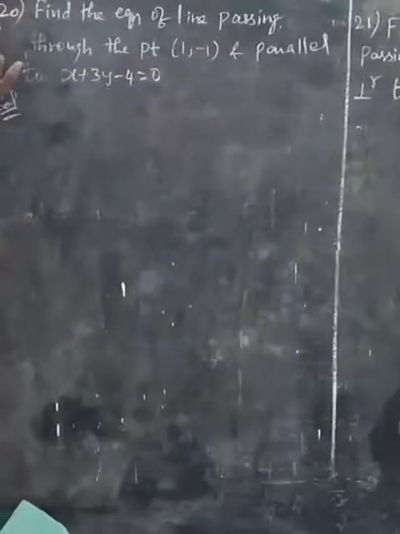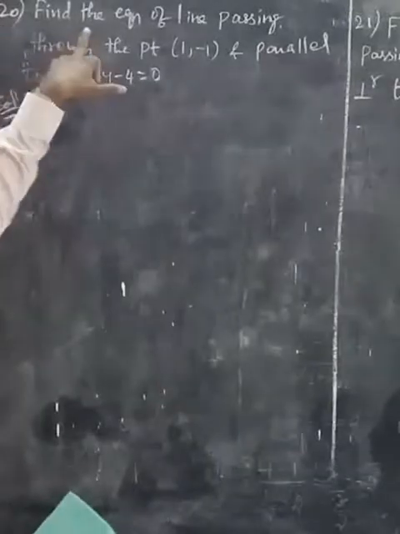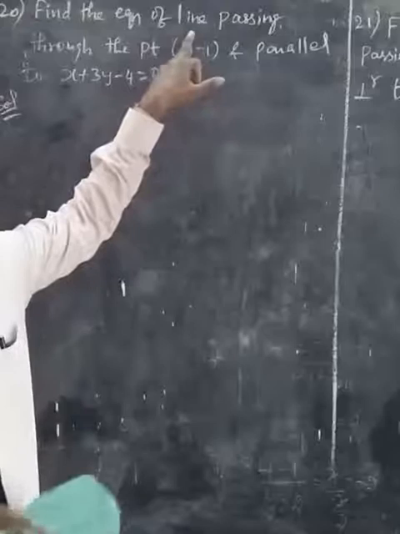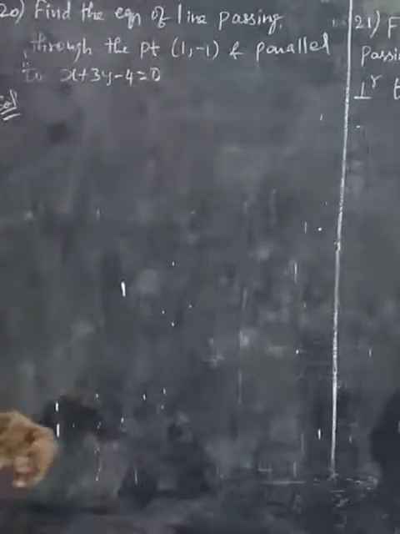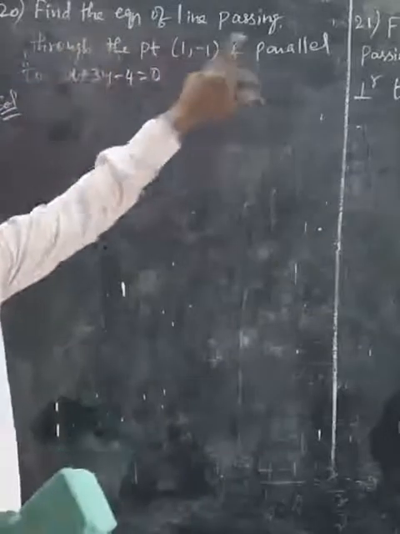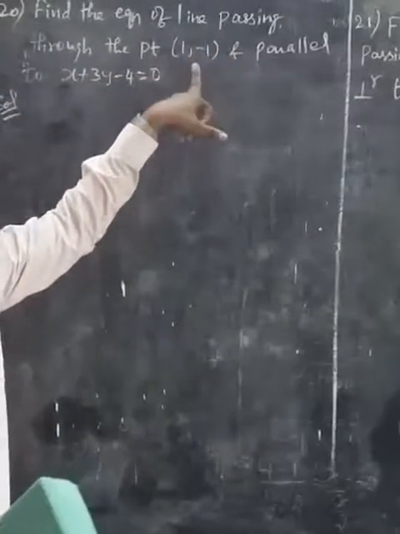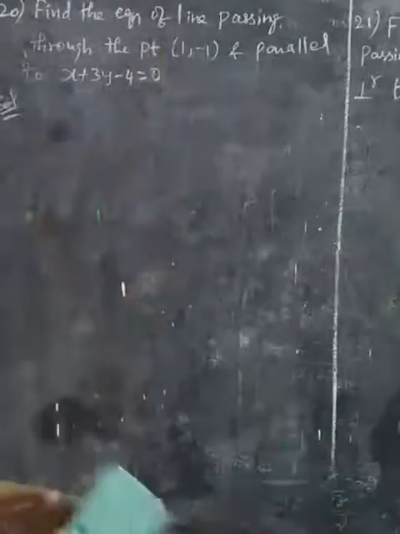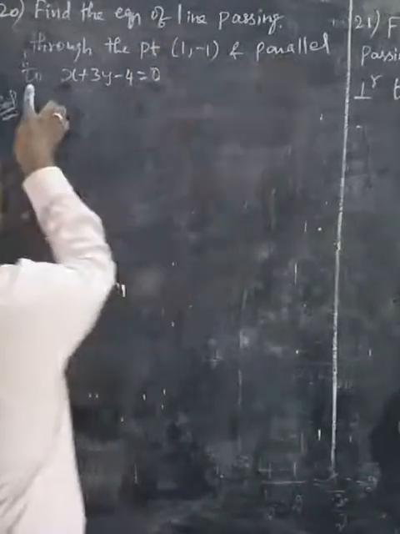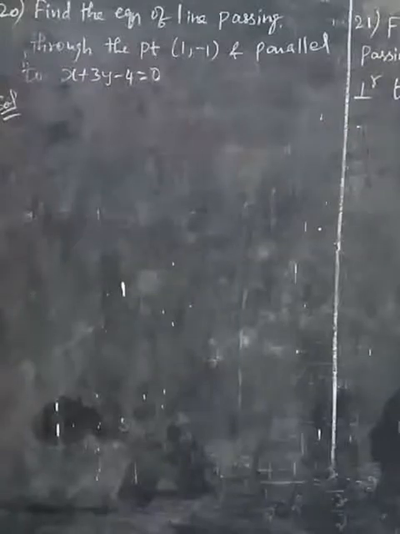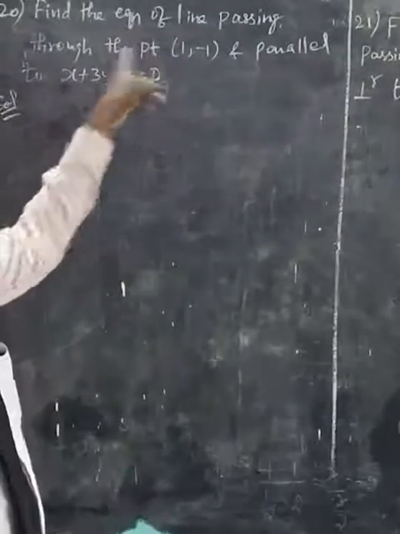Problem number 20. Find the equation of line. And throughout these problems we are just trying to find the equations of straight line. Here also find the equation of straight line passing through the point. The line passes through 1 comma minus 1. This is the point given where the line passes through. And the line is also parallel to x plus 3y minus 4 is equal to 0. So what is the condition given? The line passes through one point and the line is also parallel to this line.